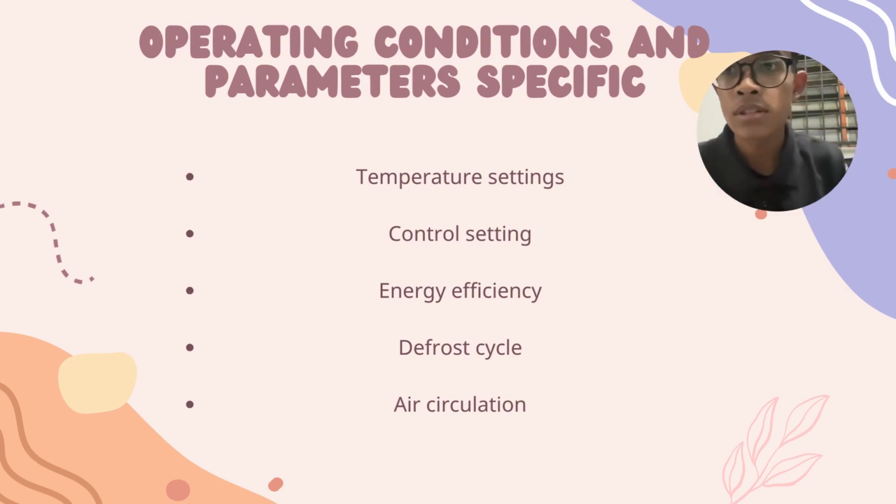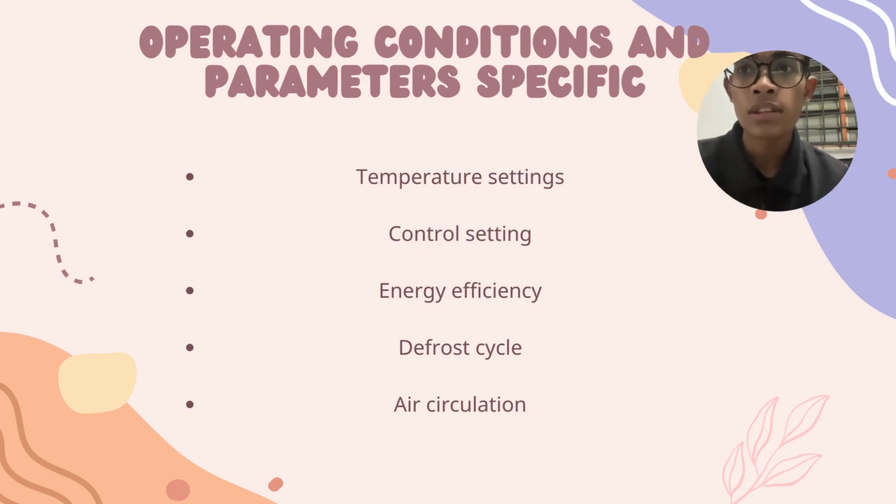The first one is temperature setting. The fresh food compartment is typically set between 1 degrees Celsius to 4.4 degrees Celsius. And the freezer compartment is maintained at negative 17.8 Celsius to negative 23.3 Celsius.